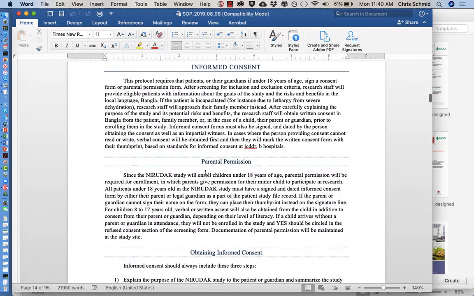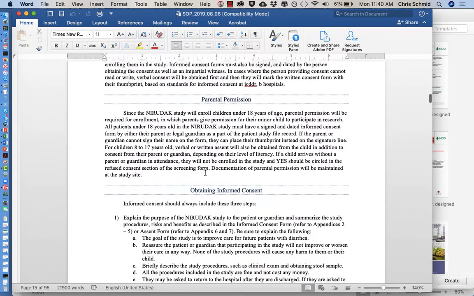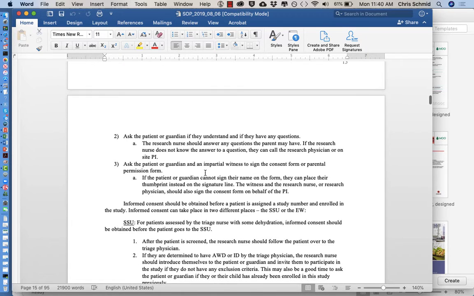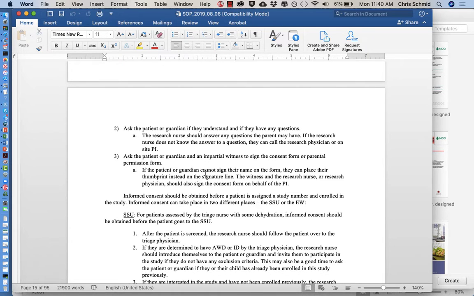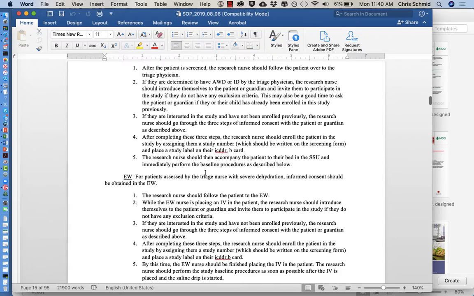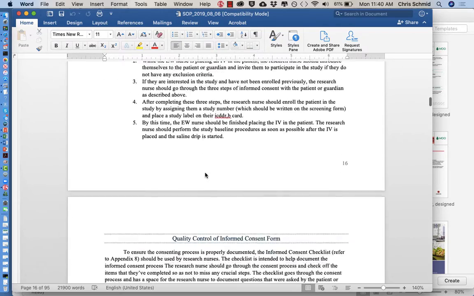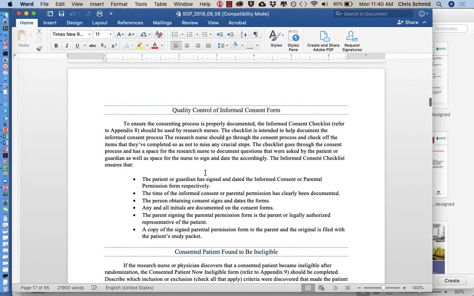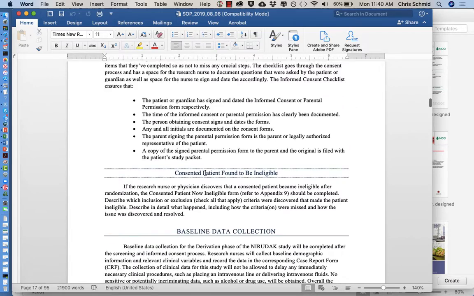Then there's permissions for kids from the parents, how to obtain the informed consent. So all this goes through the IRB, right? They have to approve all this, and so they want to make sure that people are not being coerced into the study, that they're fully informed of what they're doing and so forth. Then there's a quality control to make sure that it's being done correctly.